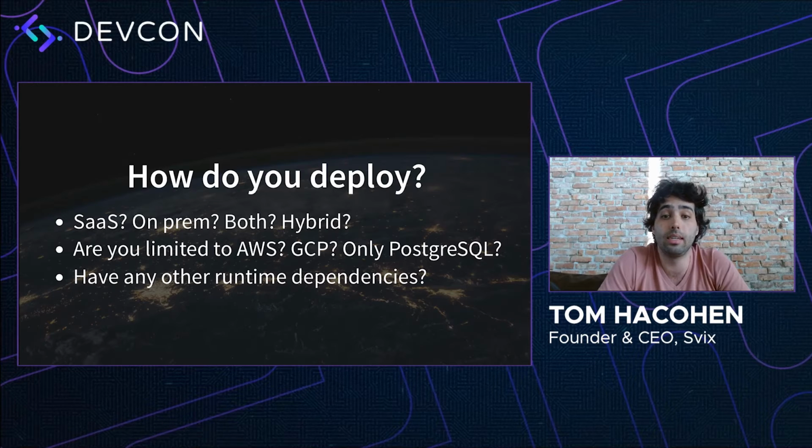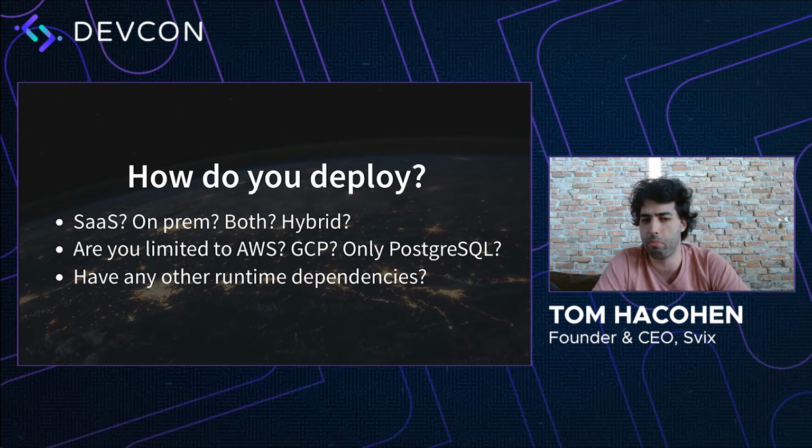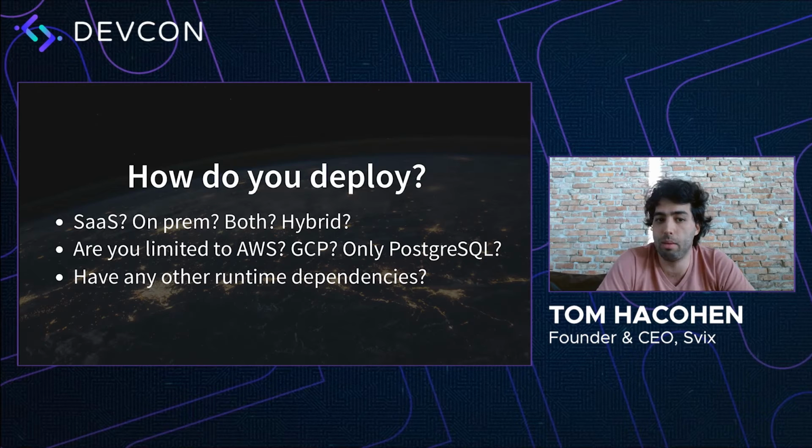Another question is, how do you deploy? That can make the whole difference for a lot of your design decisions. Are you SaaS? Are you on-prem? Are you both? Are you hybrid? Are you just running on AWS or maybe also Google Cloud Platform? Do you only use Postgres, maybe Mongo? Do you have any other runtime dependencies? This will really change how you should design your software. And it's really important to understand from the beginning what your deployment method is. How do you serve your customers, and focus on one of them? You can focus on more if you want, but it just makes things exponentially harder. And on-prem and SaaS are essentially two different products with very different requirements.